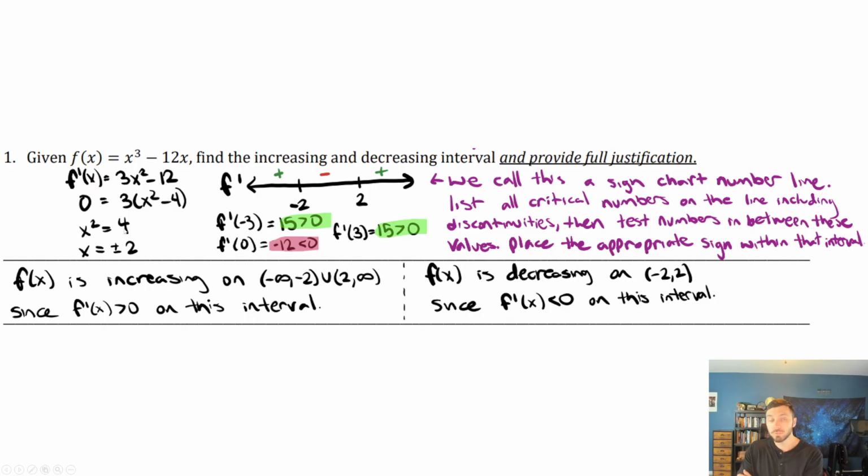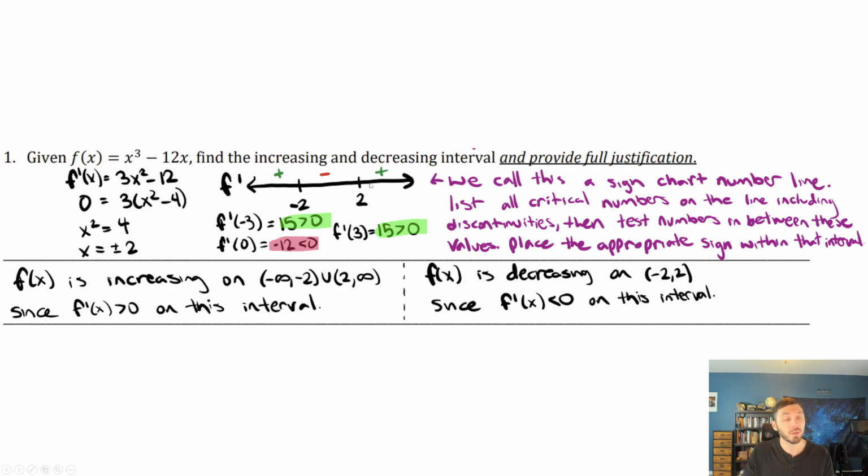Now, the new move is a number line. And what we do is we draw a number line and we just test values in between. So if I think about, what's a value to the left of -2? I don't know, -3, right? I tested that, it's positive. And how I tested it was I plugged it into the derivative.